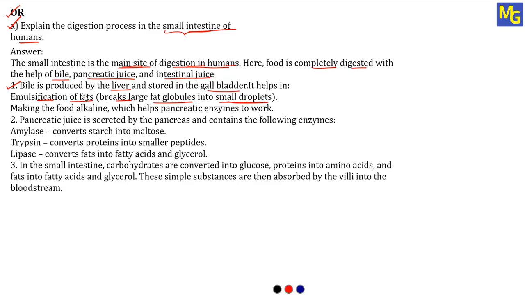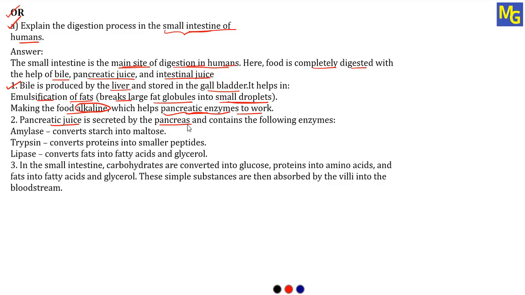So this breaking of fat is done with the help of bile. Then it also helps to make the food alkaline, which helps the pancreatic enzymes to work. Alkaline means basic in condition. Once it gets converted into alkaline, the pancreatic enzymes will start working on it. Now what are pancreatic enzymes? Pancreatic juice is secreted by the pancreas. This is a small organ present below the stomach.